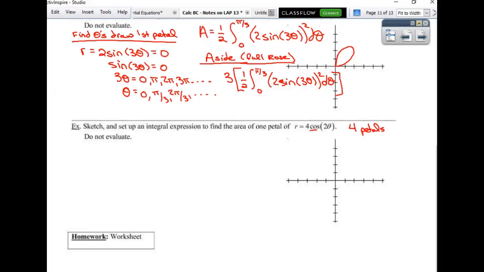All right, so because this is a petal problem, what do I want to do to find my thetas that I want to use?